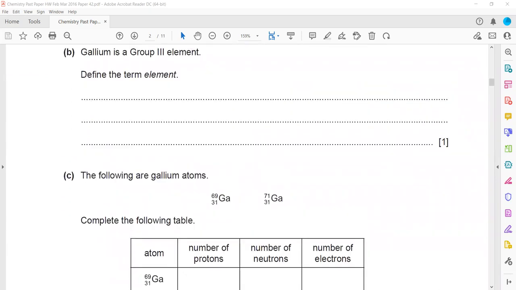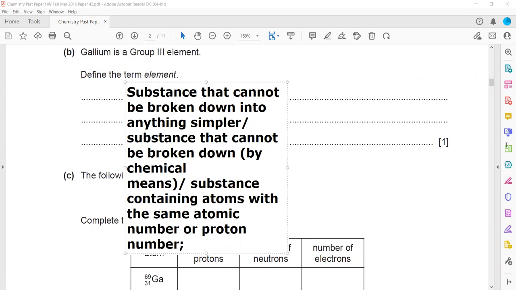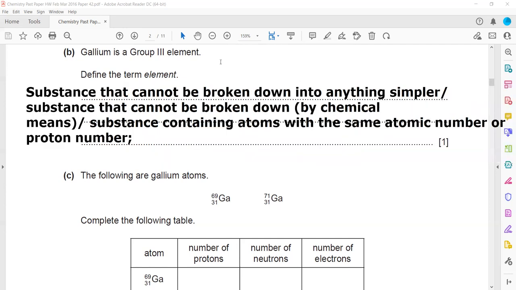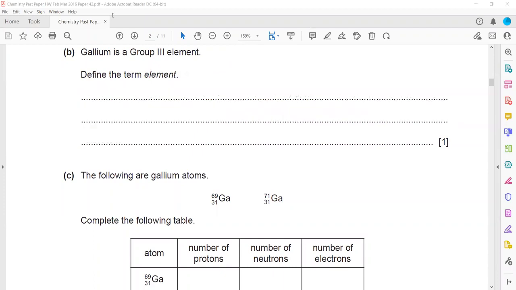Define the term element. Try to learn the standard definition. Don't try to write the definition in your own words. What is the definition of element? Element is basically a substance that cannot be broken down into simpler substances. That's a standard definition, and I already shared the definitions with you. So it's better you learn the standard definition. Don't write it in your own words, because a definition is like a solid mark, so you should score those. A substance that cannot be broken down by a chemical reaction into simpler substances, that's called an element.